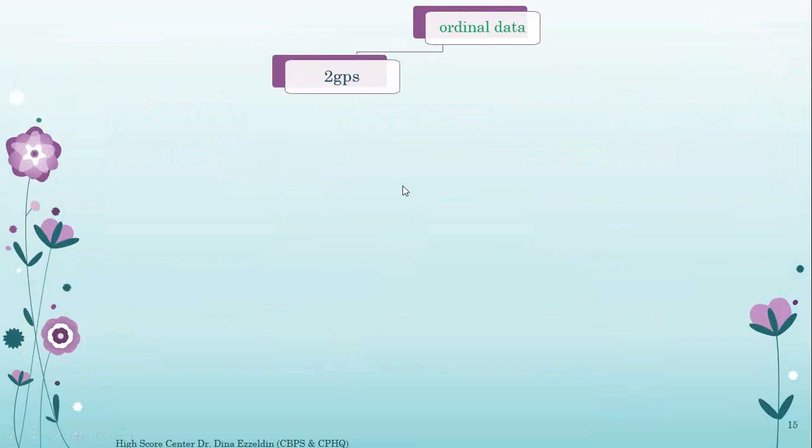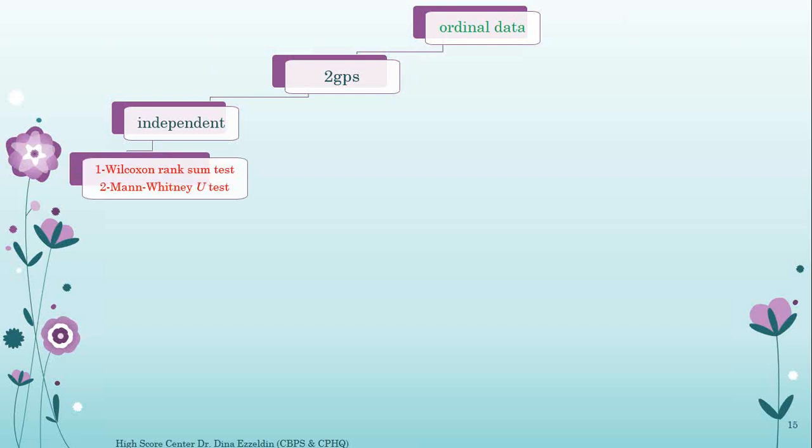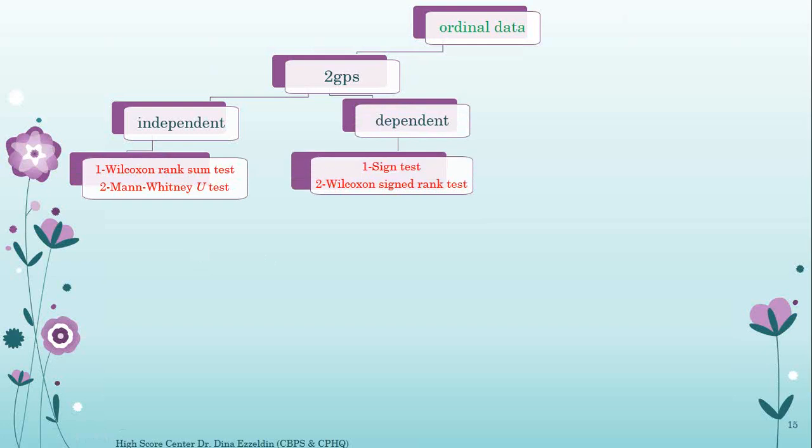For the ordinal data, if there are only two groups and the two groups are independent, so different groups, we will use the Wilcoxon rank sum test or Mann-Whitney U test. If dependent, so the same group, and we take two measures, before and after, we will use the sign test or Wilcoxon sign rank test.